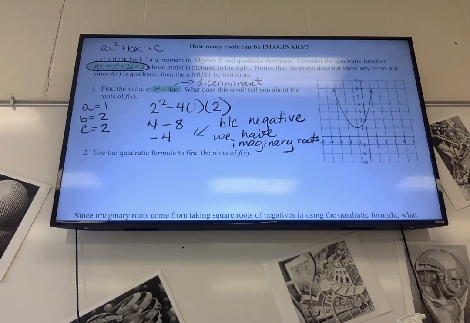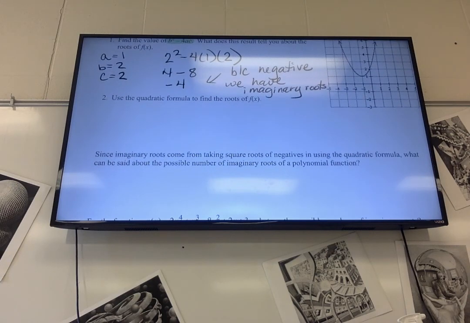So, use the quadratic formula to find the roots of f of x. Awesome. So remember the formula is x equals negative b plus or minus the square root b squared minus 4ac all over 2a. And again, here's a, b, and c, and we already did b squared minus 4ac. So we can just replace b squared minus 4ac with negative 4. So we gotta do that part.